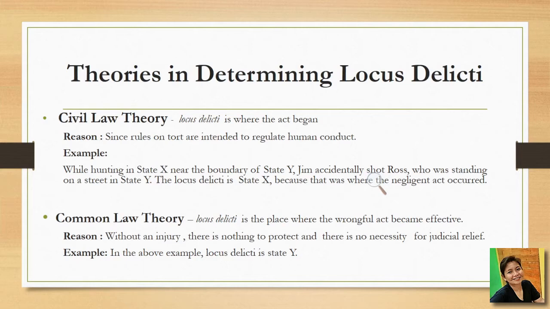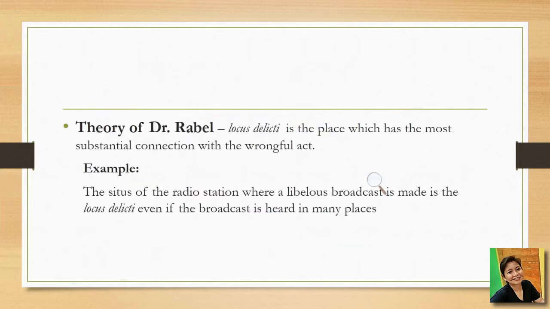The number 2 theory is the common law theory, whereby the locus delicti is the place where the wrongful act became effective. The reason is that without an injury, there is nothing to protect and there is no necessity for judicial relief. In the above example, the locus delicti is State Y because it is the place where the wrongful act became effective.